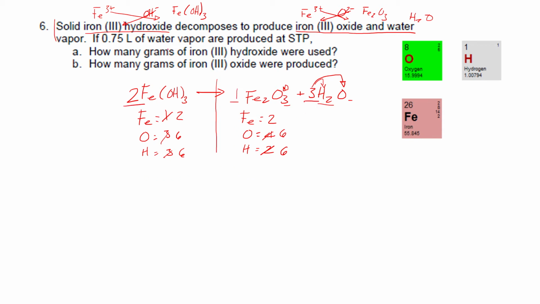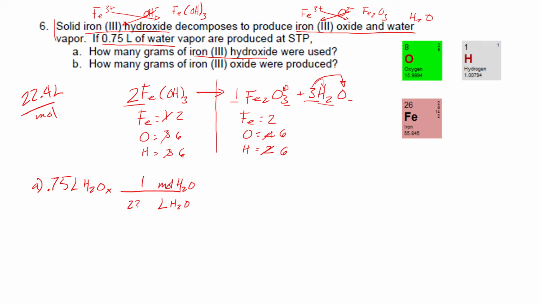All right, fine. So now let's start working. How many grams of iron 3 hydroxide were used when our given is 75 liters of water vapor? So A, we have 0.75 liters of H2O. First step of every stoich problem is to get to moles. And we remember 22.4 liters per mole, right? So let's get out of liters and into moles of H2O. 1 mole is 22.4. Good. Get out of liters.